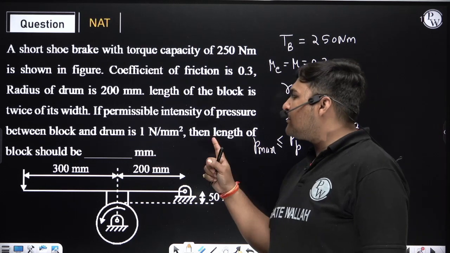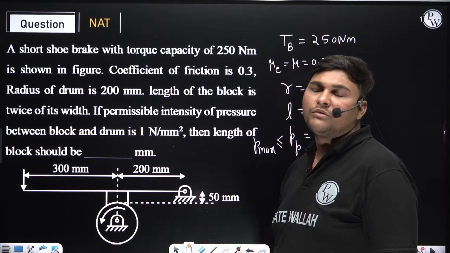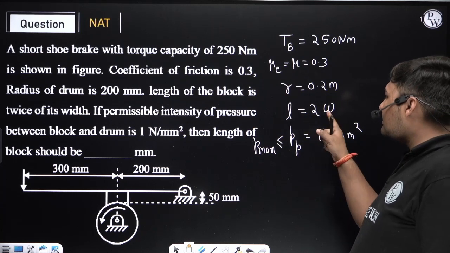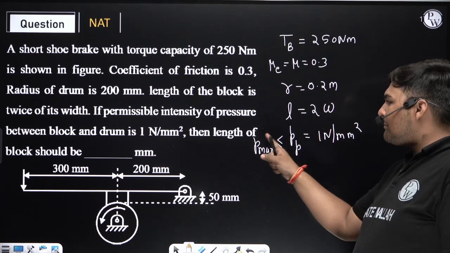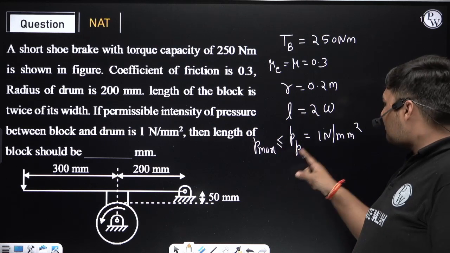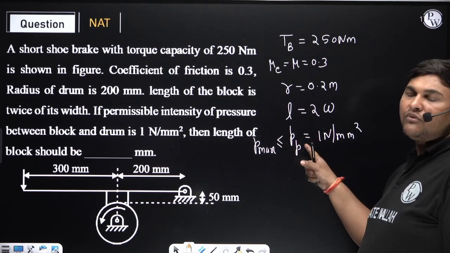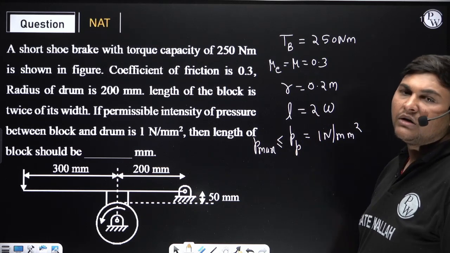Then the examiner is asking what will be the length of the block, meaning the limiting length of the block. The relation between length and W is given. For that, first we will find the maximum pressure, and the relation of maximum pressure should be less than or equal to 1. To find the limiting value, we will equate it with 1.